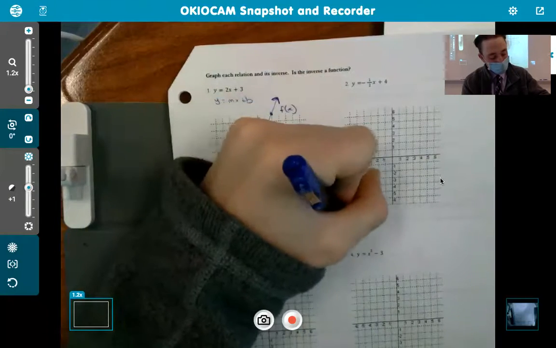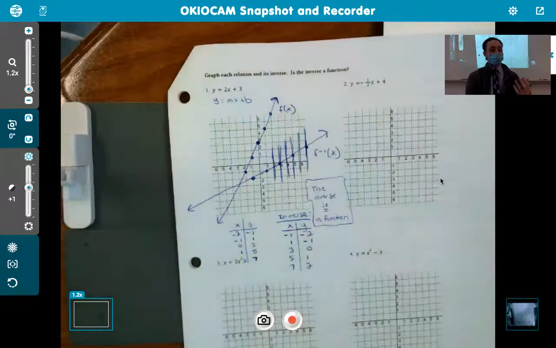All right. Or you could just say yes or no, whatever's easiest for you. But we really need to make sure that we're in tune with what the vertical line test is and what it helps us determine. Okay. Does anybody have any questions at all about that first example? Everybody good? Okay.